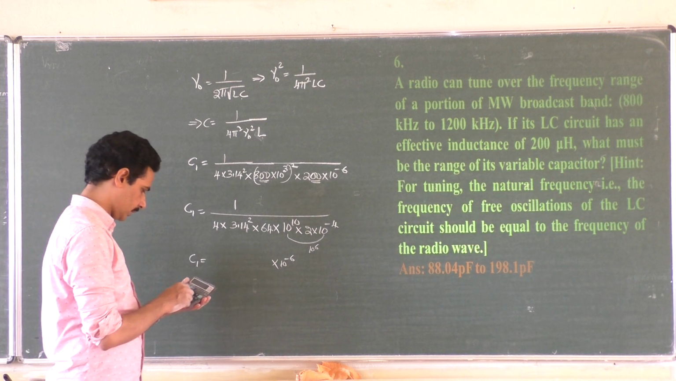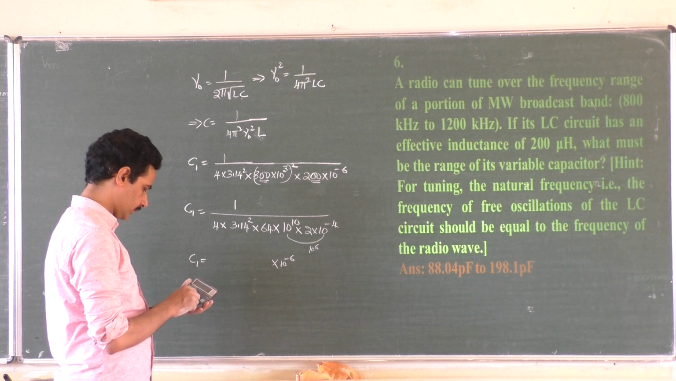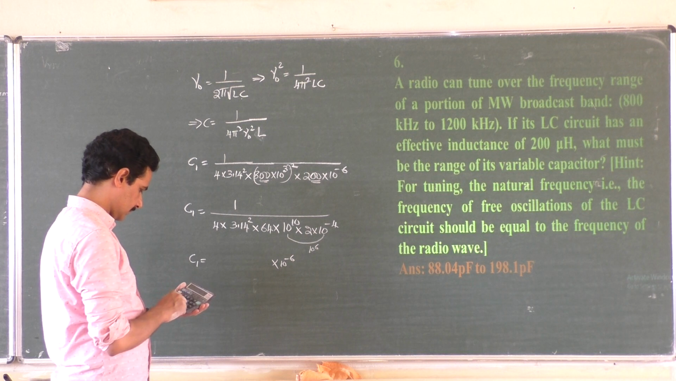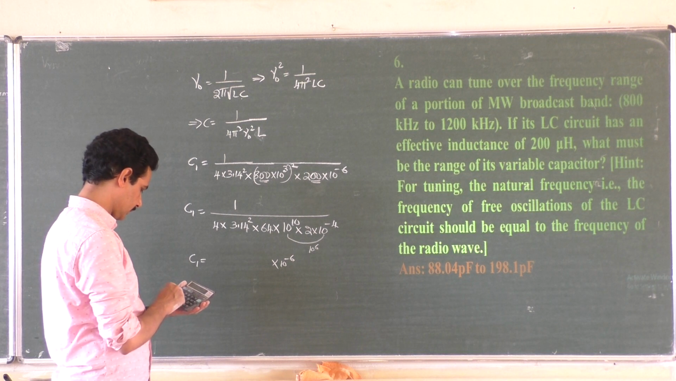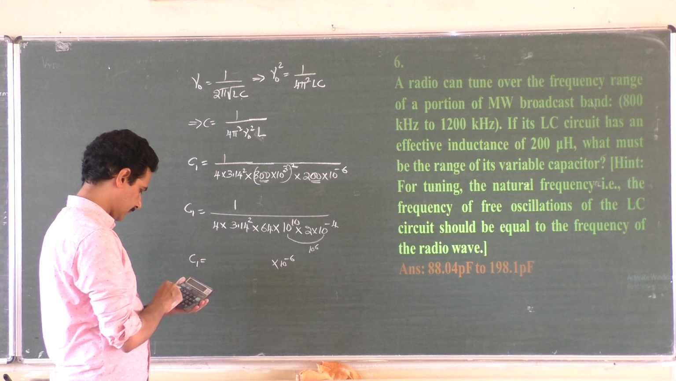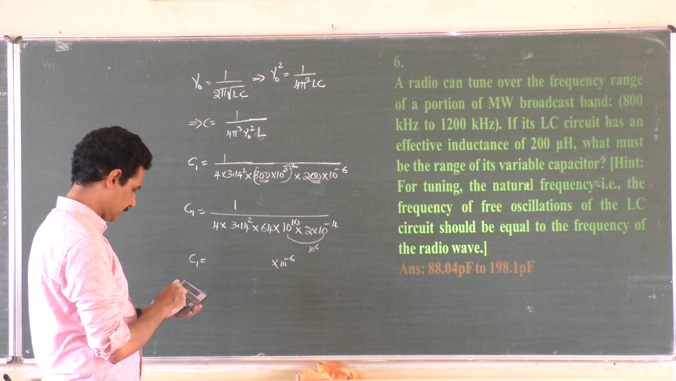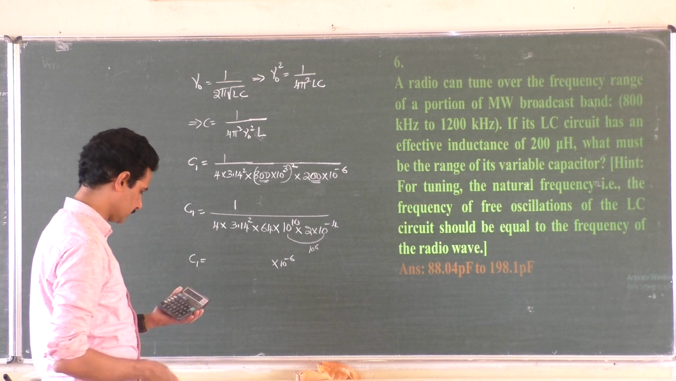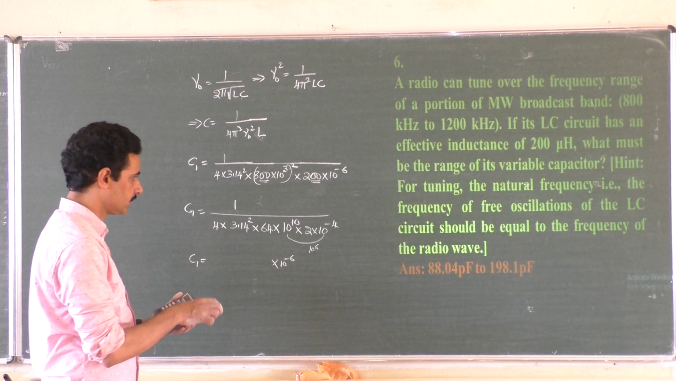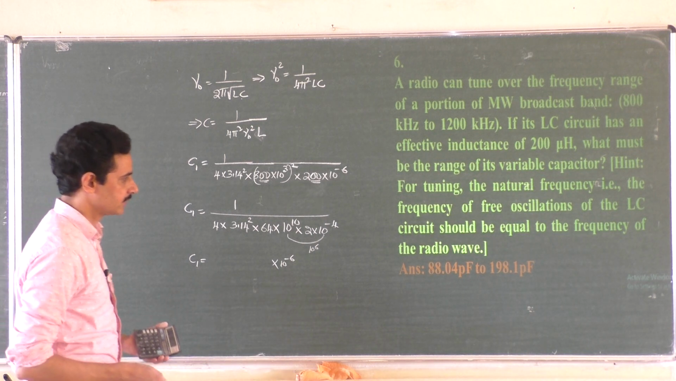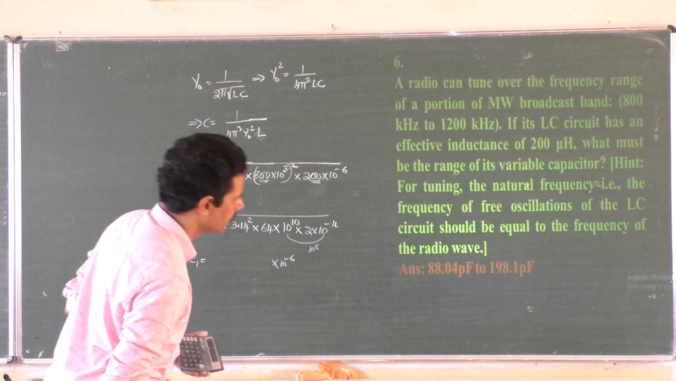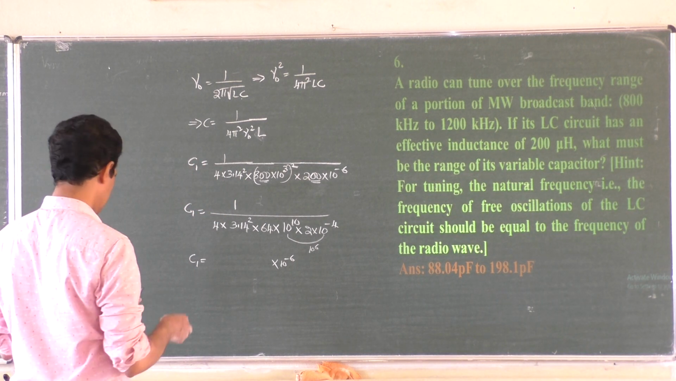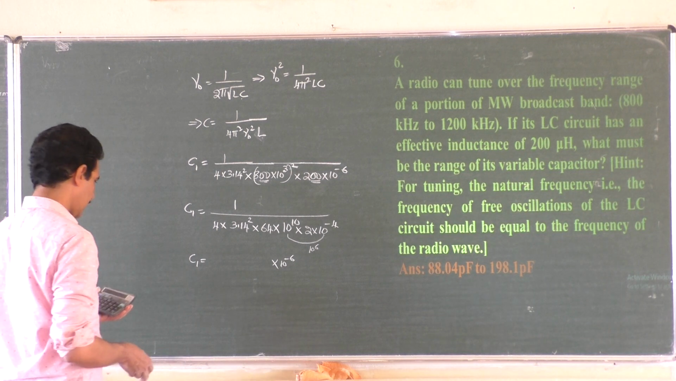Then 1 by 4, 1 divided by 4, I know that is 0.25. Divided by 3.14, again divided by 3.14, divided by 64, divided by 2. So this is point, you're not getting the answer. Here it is picofarad, 10 to the minus 12. Okay, let it be 0.000. The answer is like this.